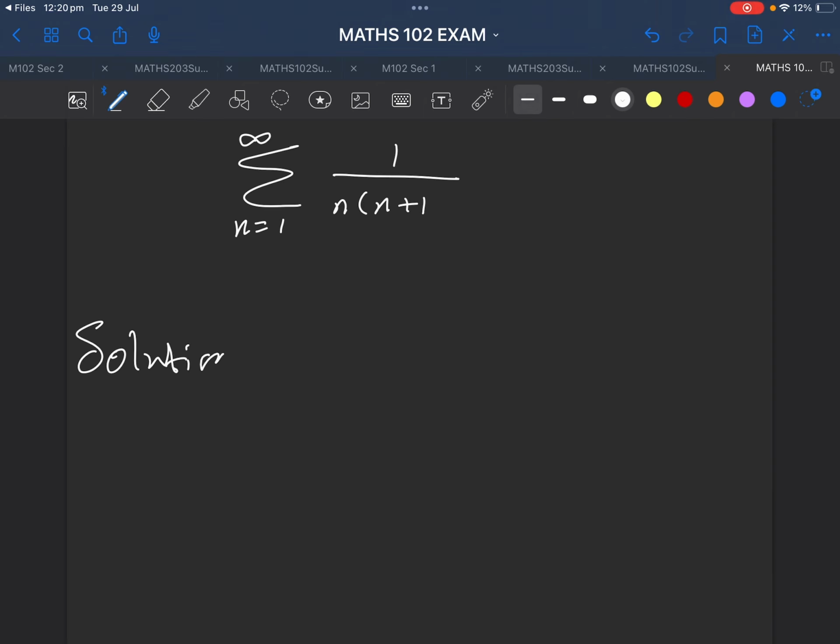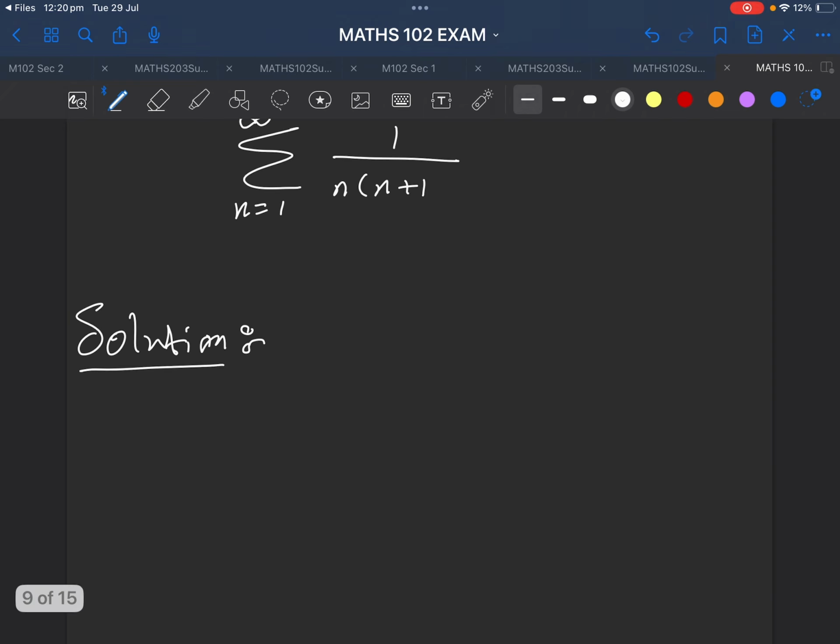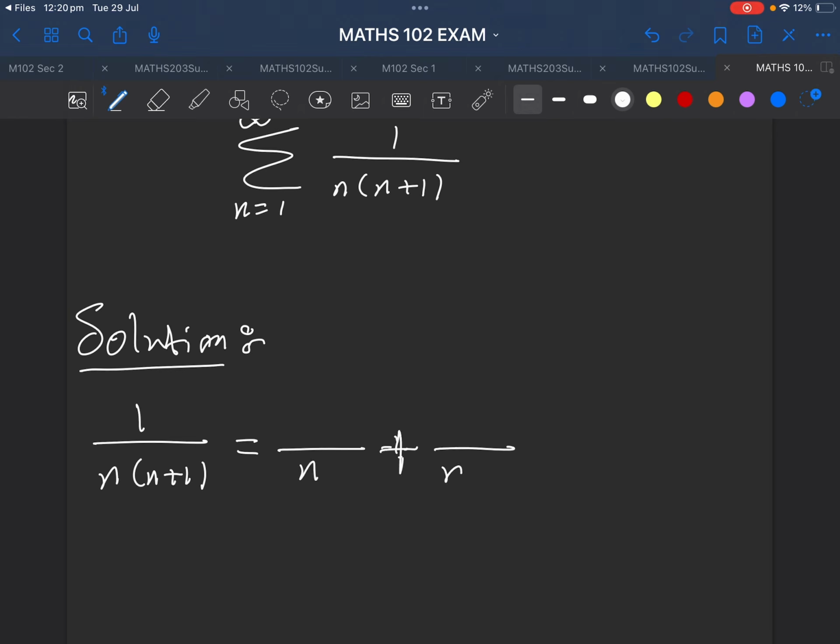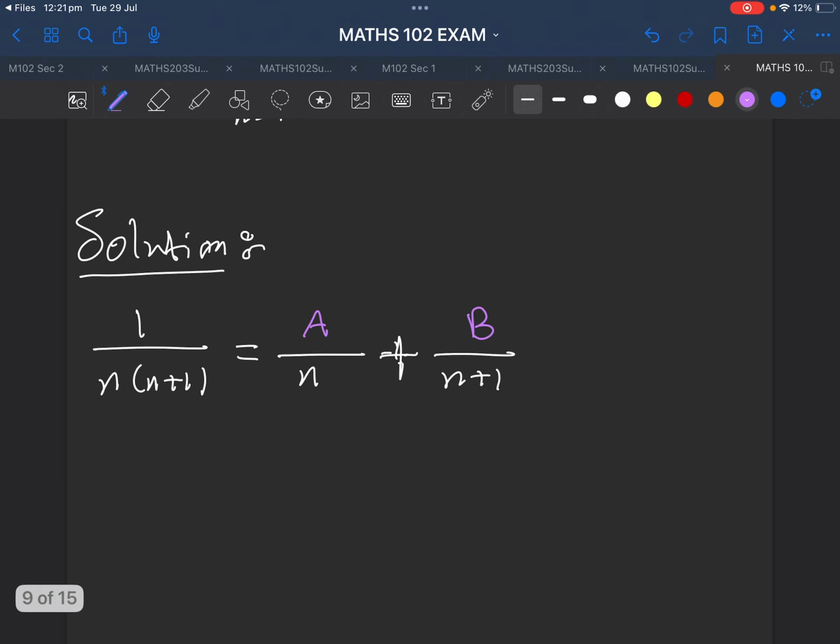Solution. How are we going to do this one? Well, first of all, you need to write the partial fraction. We just did partial fraction at the beginning of this video, so I'll do it quickly here. You get n, and you separate it from n plus 1. And here you have A, and then here you have B.